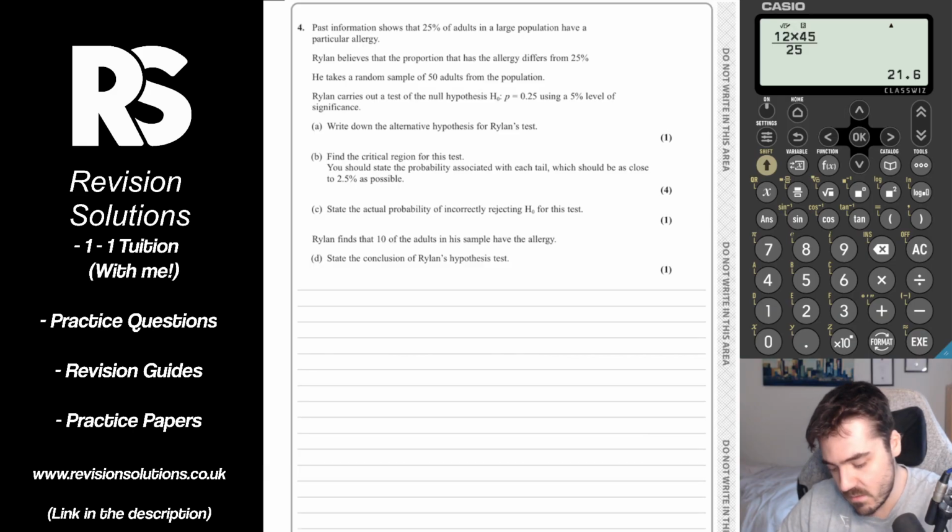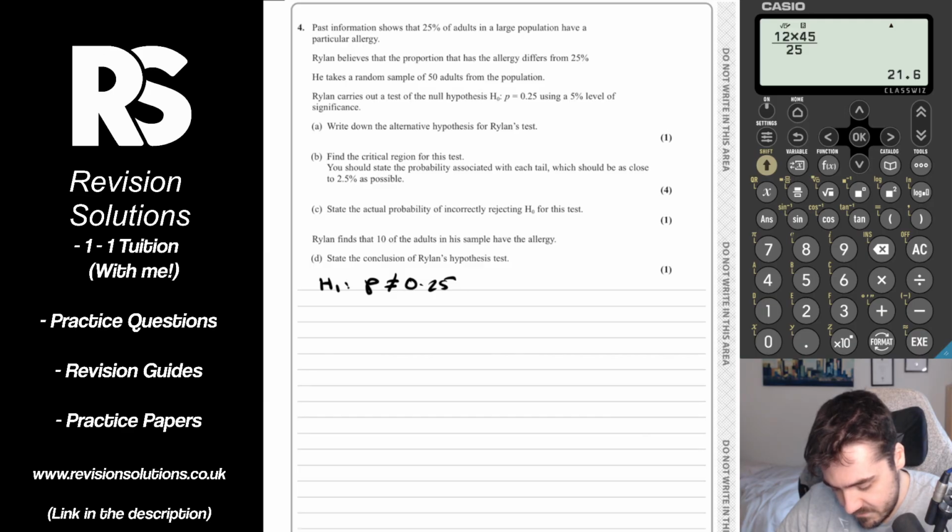So he hasn't been clear about what his alternative hypothesis is. He's just said it's different. So if it's ever vague, just a disagreement, not how it's disagreement, then it's a two-tailed hypothesis test. So the alternative hypothesis would just be that p is different from 0.25 rather than less than or greater than. Then it says, can we find the critical region for this test? You should state the probability associated with each tail, which should be as close to as possible 2.5%. So we don't have to go strictly below 2.5% if it means we can get closer to 2.5%.